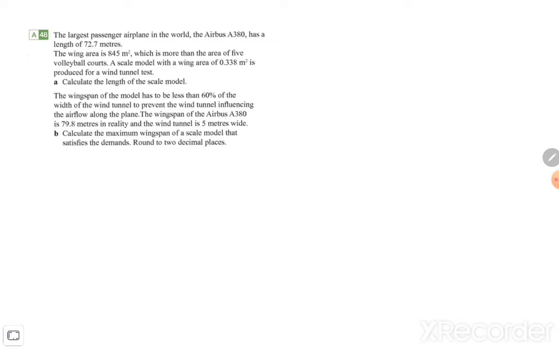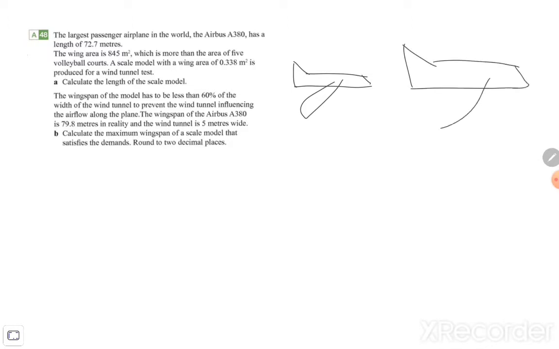Now, they tell us that the largest passenger airplane in the world, the Airbus A380, has a length of 72.7 meters. So what I always do is make a sketch of the scale model, and it's not very beautiful. So that's one wing, and this is the real one, and the other wing. They say that the length here is 72.7 meters. The wing area is 845 square meters, which is more than the area of 5 volleyball courts.